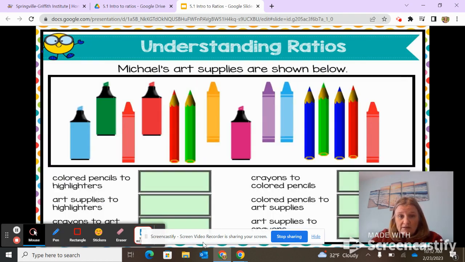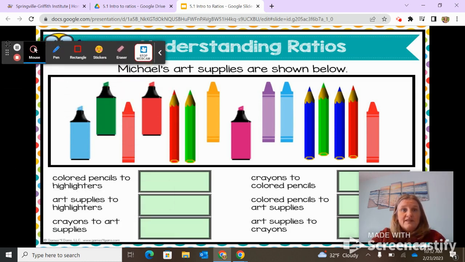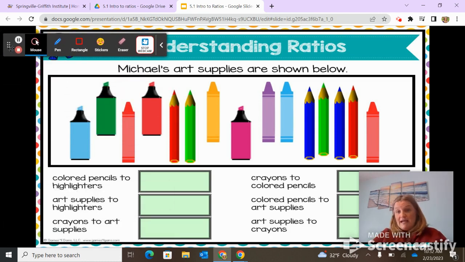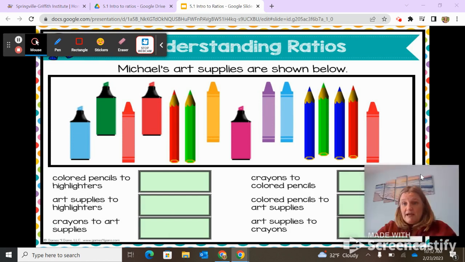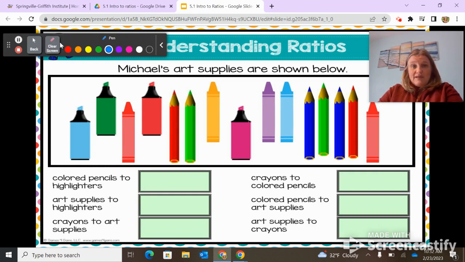All right, so here, I'm going to see if I can move this toolbar up here. Let's see if I can do that. There we go. So Michael has some art supplies, okay? And with those art supplies, we see that he has 3 different kinds. He's got highlighters, he's got colored pencils, and he's got crayons. Okay, so what we have to do is figure out how many of each are to the part. So I think I'm going to choose a blue for colored pencils. Okay, so whenever I see colored pencils, I'm going to do it with blue. So let's count how many colored pencils I have.